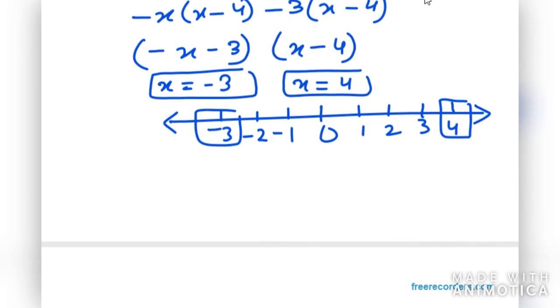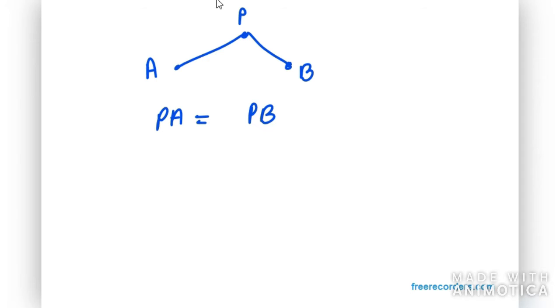The next question says, find a relation between x and y such that the point (x, y) is equidistant from the points (3, 6) and (minus 3, 4). So let's do this. This is simple. So there is a point which is equidistant from A as well as from B. The distance is the same, PA equals PB, that means. So P value is (x, y). A coordinate is (3, 6). B coordinate is (minus 3, 4).